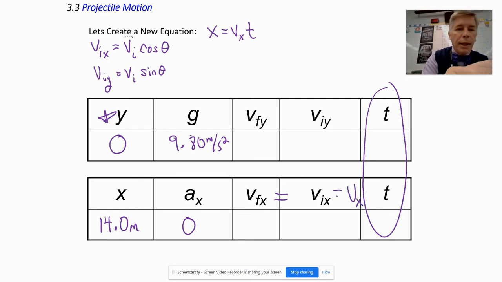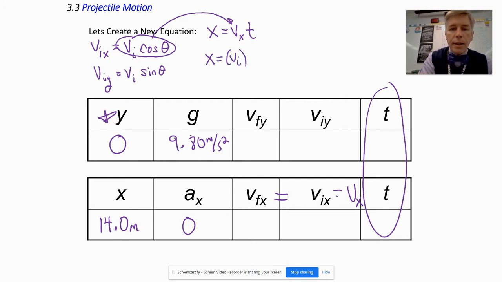So I can plug this in here in place of x, or Vx, sorry. So x is going to equal the Vi times the cosine of my angle times my time. I don't know what Vi is. That's what I'm after. I know what x is. I know the angle. So the angle is 53 degrees. I haven't done anything with it, but I don't know time.